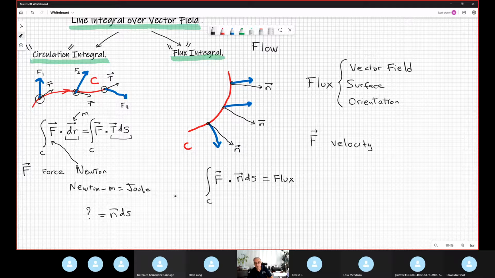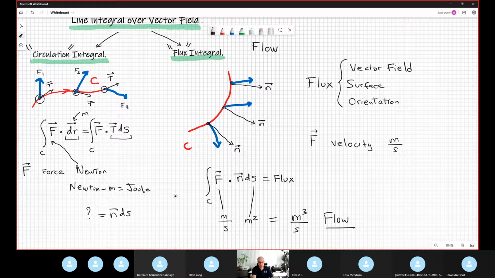The unit of the velocity is meter per second. Okay. And when you multiply in this formula meter per second by this, which is meter squared, because it's area, surface, you have meter cubed per second. And this is flow.